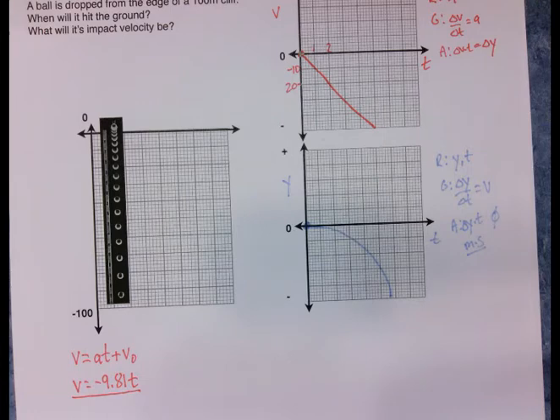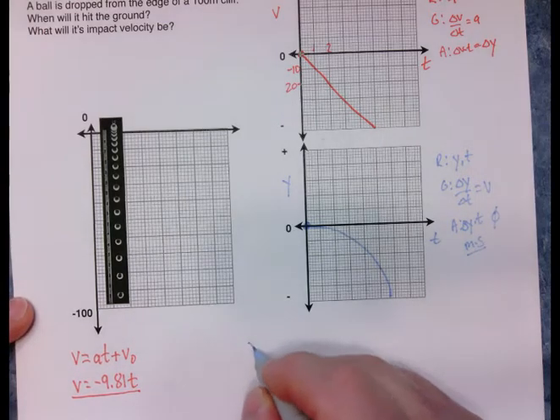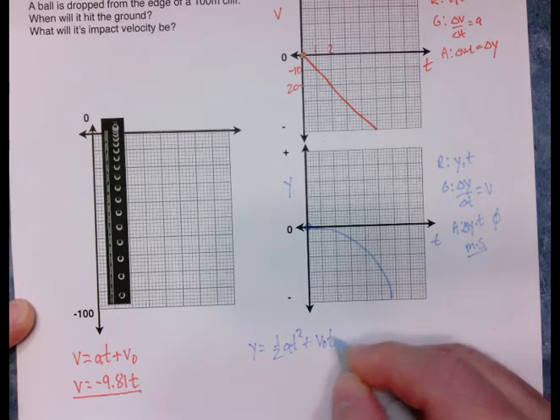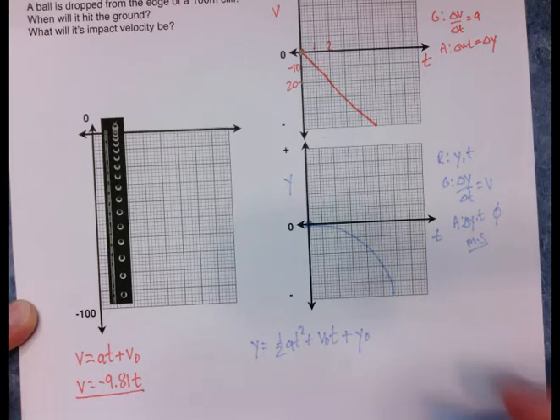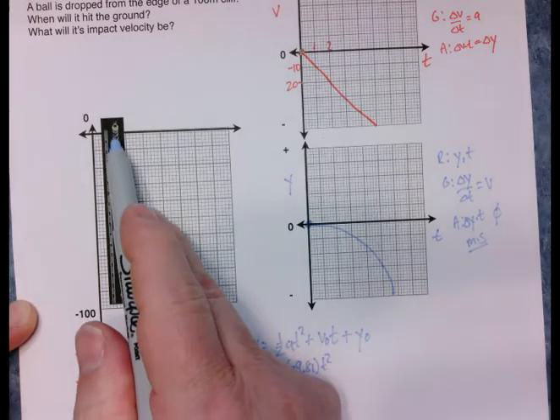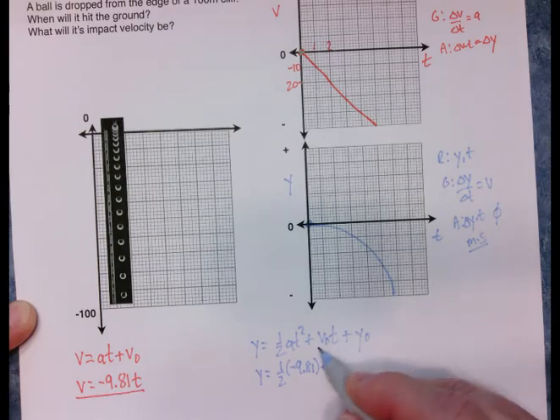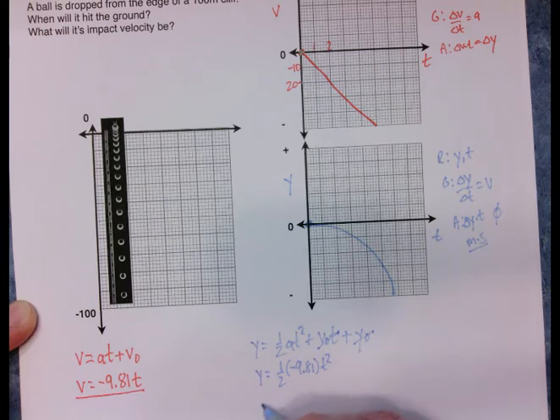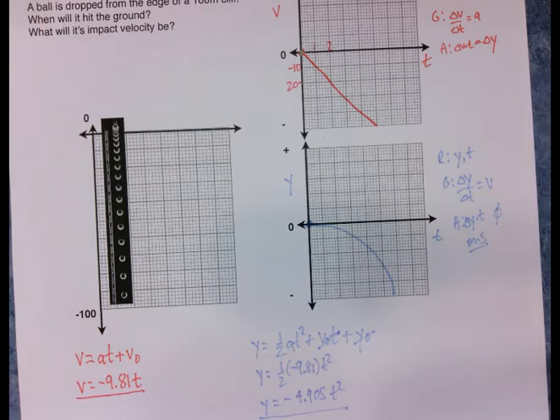Now let us write the model for position. y equals 1/2 at squared plus v0t plus y0. So we have y equals 1/2 times -9.81 t squared. It's dropped, so the initial velocity is 0, and this term drops out, and the initial position is 0. So this term drops out. So we are left with a model of negative 4.905 t squared. And a reminder, we don't round until the end, so we would preserve this value. So these are our two models.